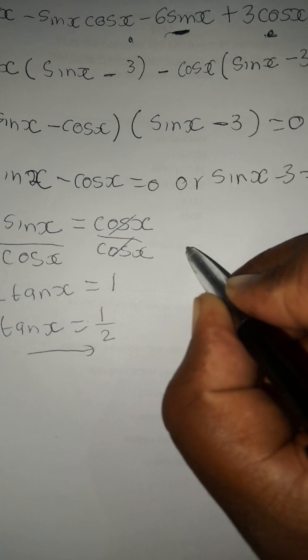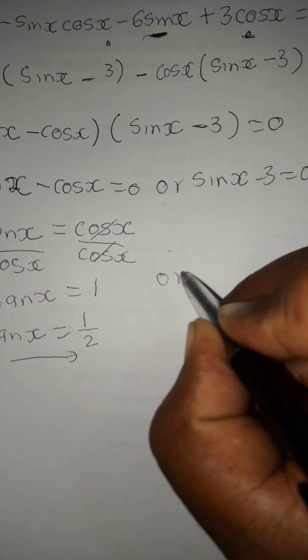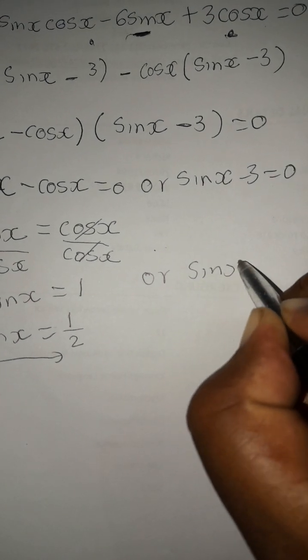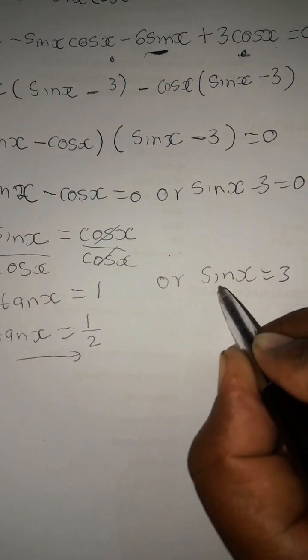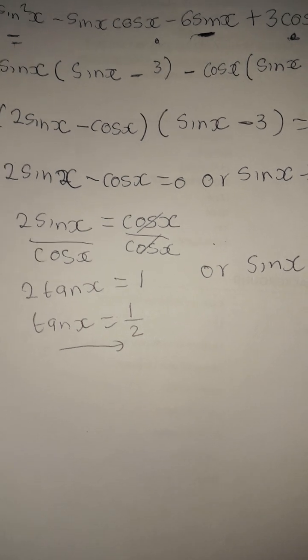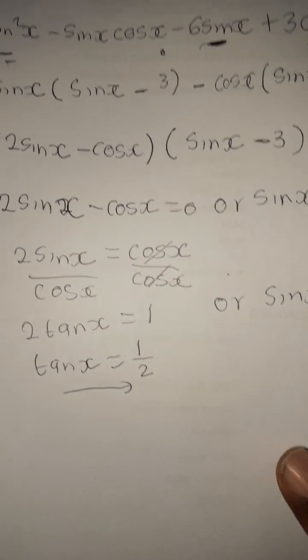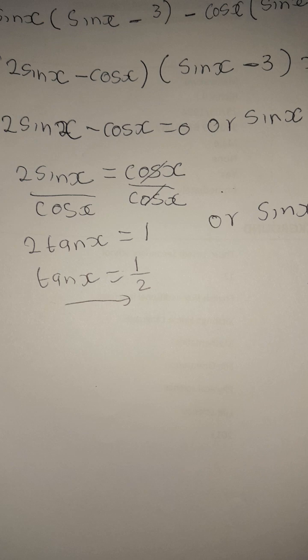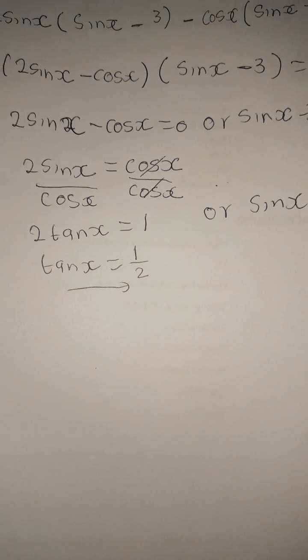But here, if we take negative 3 to the other side, it becomes positive 3. So we have sine x equals 3. We also have tan x equals a half, right? Sorry for the background noise. Let's continue.